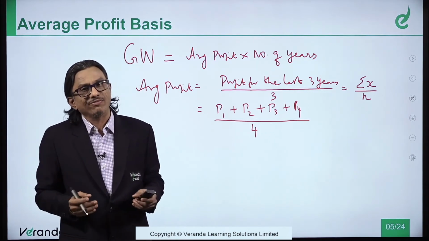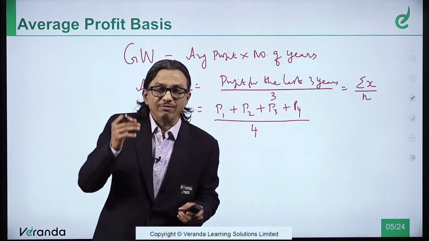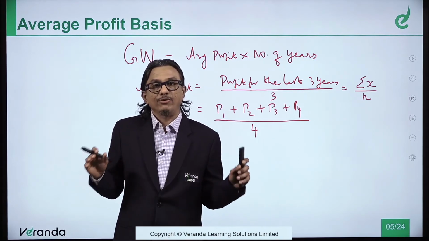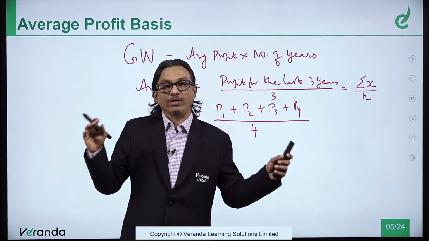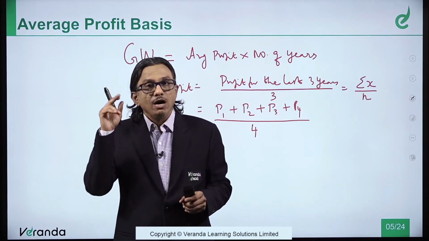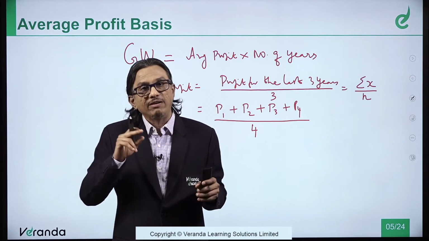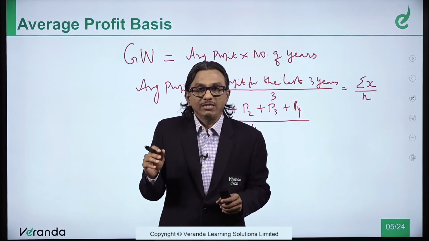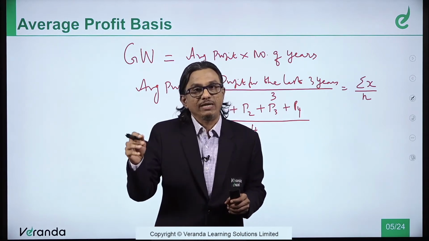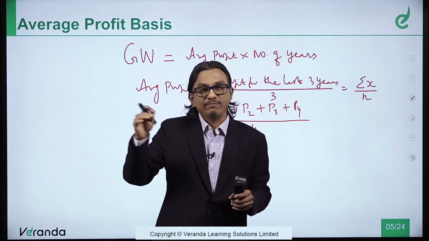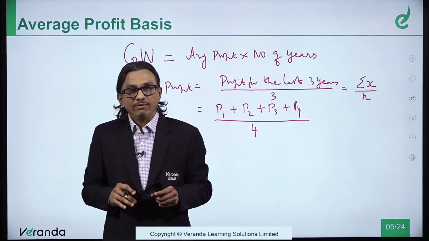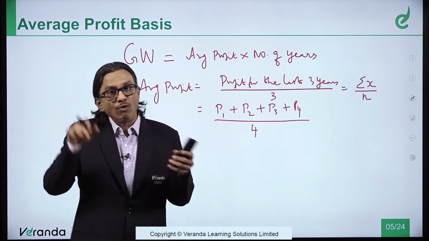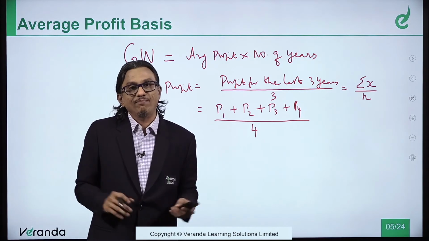Is it not? Very simple, friends. So in order to calculate goodwill by average profit method, what information do you need? Very simple, you need profits of the last 3 years or 4 years. Then how many years you have to multiply, that will be given in the question. So the problem will tell you: value goodwill on the basis of 4 years purchase of the average of the last 3 years profit. That means what you should do? First, find the average of the last 3 years profit, multiply that by 4, you will get the value of goodwill. Simple one, is it not?